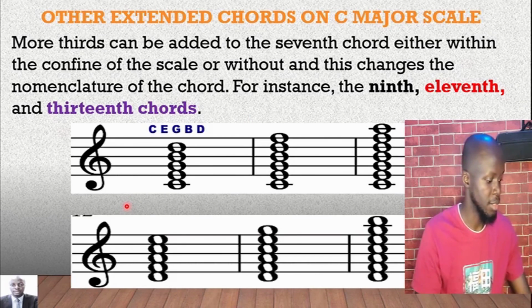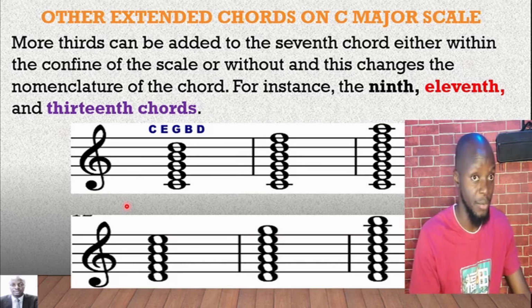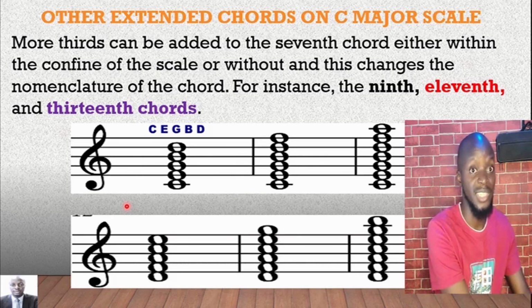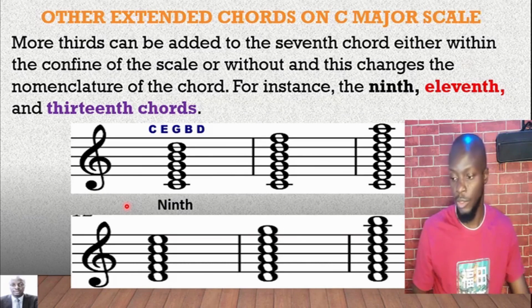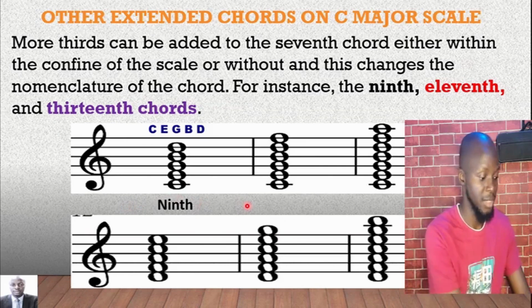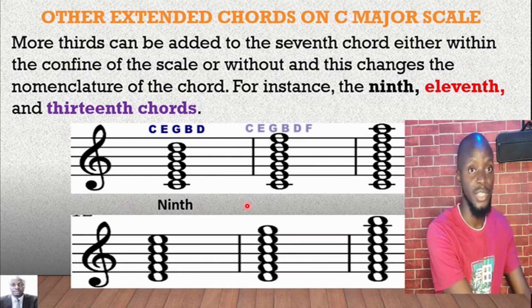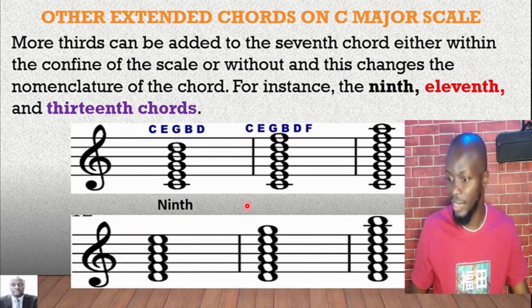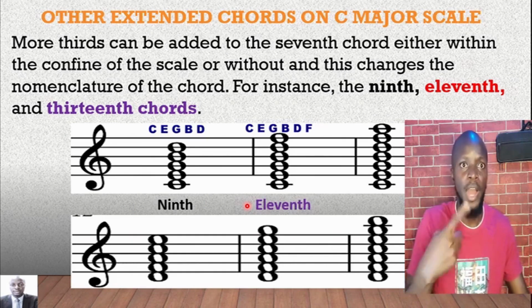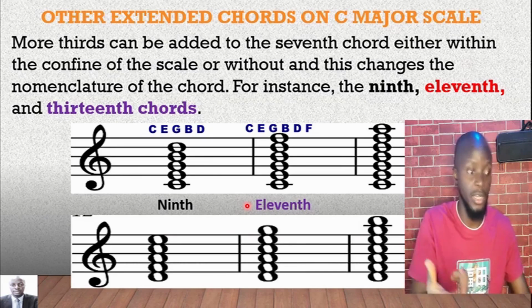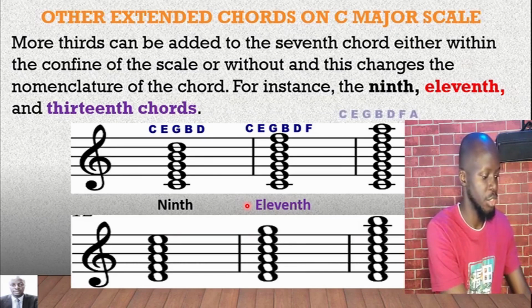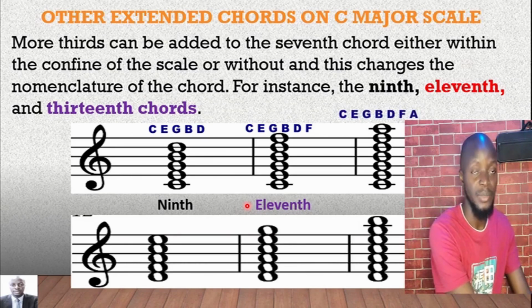So this is the 7th, B. You can have the 9th as D. And you can add another third to the 9th, which is F. So C, E, G, B, D, F, that is the 11th. And of course, you can also add another third above the 11th, so it will be C, E, G, B, D, F, A.